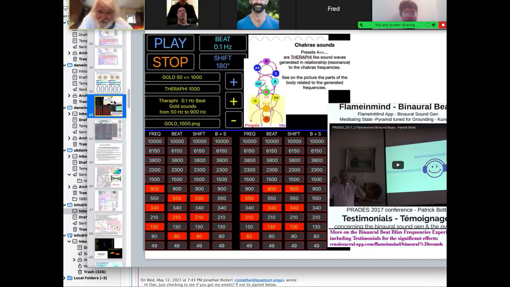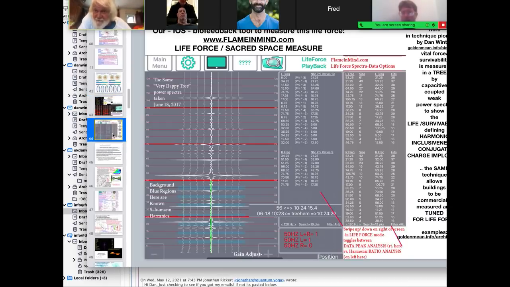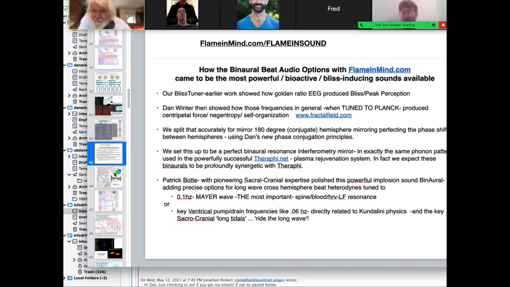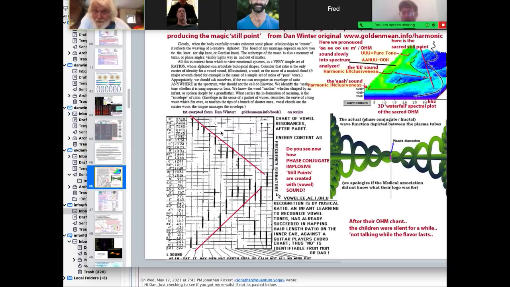Here's the actual frequency series used in perfected binaural bliss beat frequency binaural sound bliss from flameinmind.com, which by the way can now be used to drive Quantify, 5vibes.com, and plasmafire.com, the same implosive sound. This is just an example: if you say Aleph, Bet, Gimel, Dalet. No, if you say A, E, I, O, U, here's A, E, O.